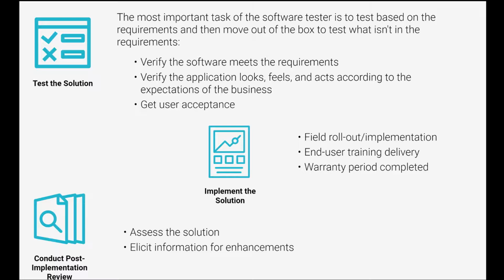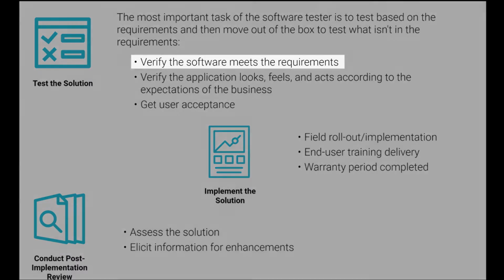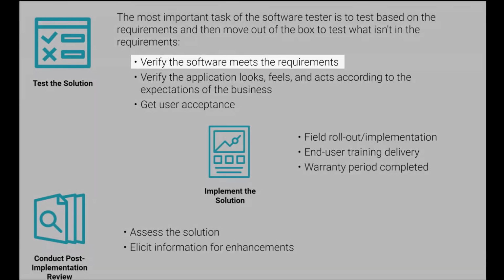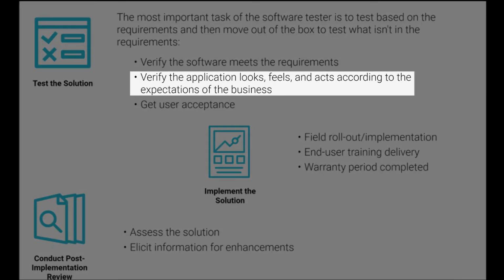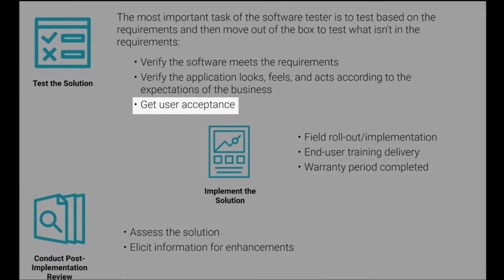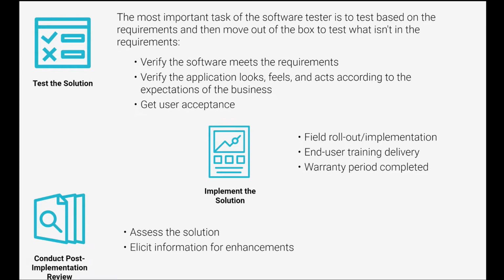During that phase, what's happening is that the software is being verified to make sure that it meets the requirements. We will also be verifying the application looks, feels, and acts according to the expectations of the business, and of course get user acceptance, meaning that there's probably going to be some user acceptance testing done where the stakeholders and the subject matter experts, also known as SMEs, are doing some testing too. So on top of the QA team doing testing, you'll have usually some of the business team also doing testing.